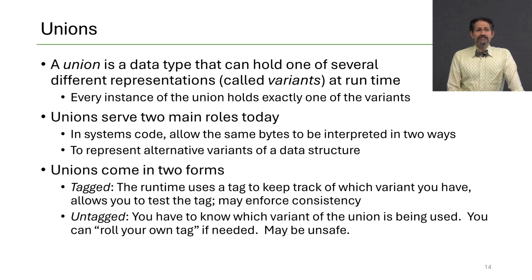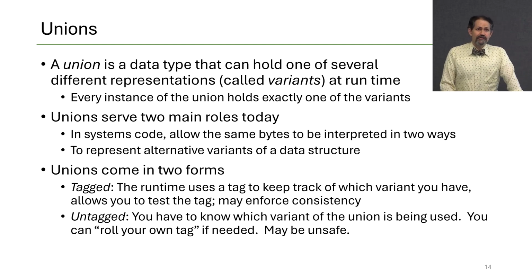A union is a data type that can hold one of several different representations, which we call variants, at runtime. Every instance of the union is exactly one of the variants, and so it's kind of an OR relationship. Unions are used for two main purposes today. In systems code, unions allow the same bytes to be interpreted in two different ways, or perhaps more different ways. Unions also represent alternative variants of a data structure, allowing us different options of representation.